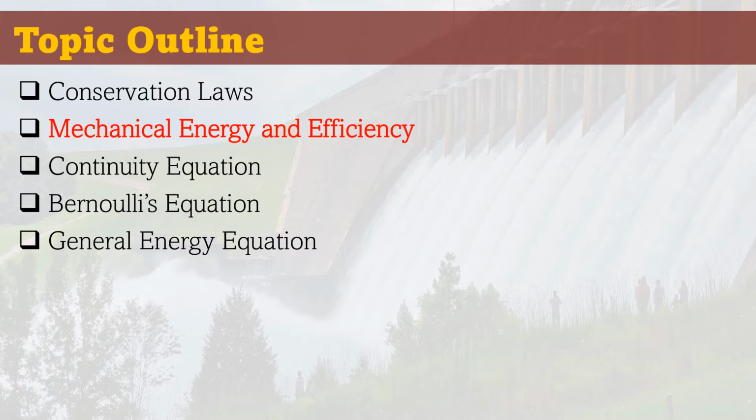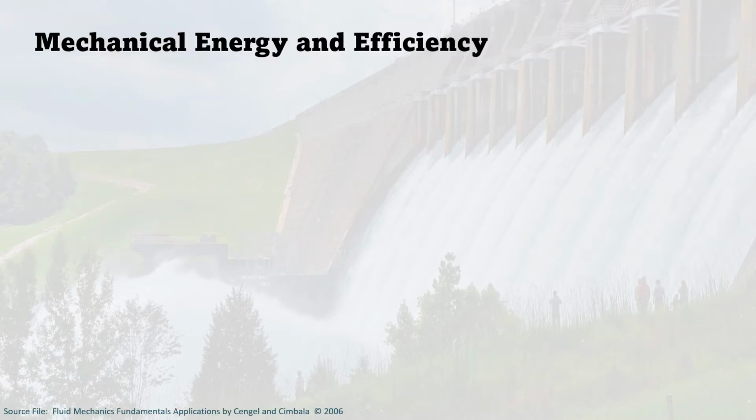Now that we are already familiar with the conservation laws, we will tackle another important concept, which is mechanical energy and efficiency. Many fluid systems are designed to transport a fluid from one location to another at a specified flow rate, velocity, and elevation difference. And the system may generate mechanical work in a turbine, or it may consume mechanical work such as in a pump or fan during this process.